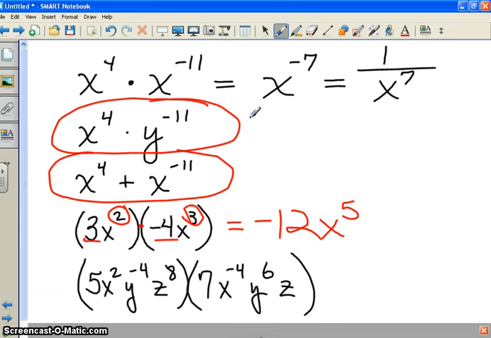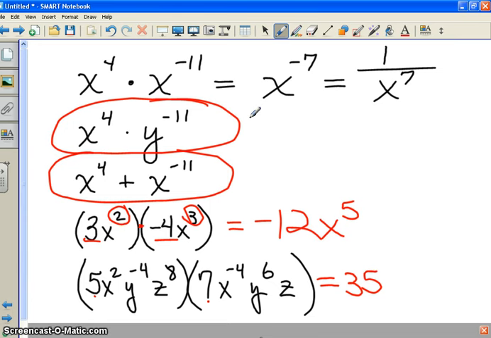And lastly, here's a long one. 5x squared, y to the negative 4th, z to the 8th, that monomial times this other monomial, 7x to the negative 4th, y to the 6th, z. In order to multiply all that together, let's start with the coefficients. 5 times 7 makes 35.